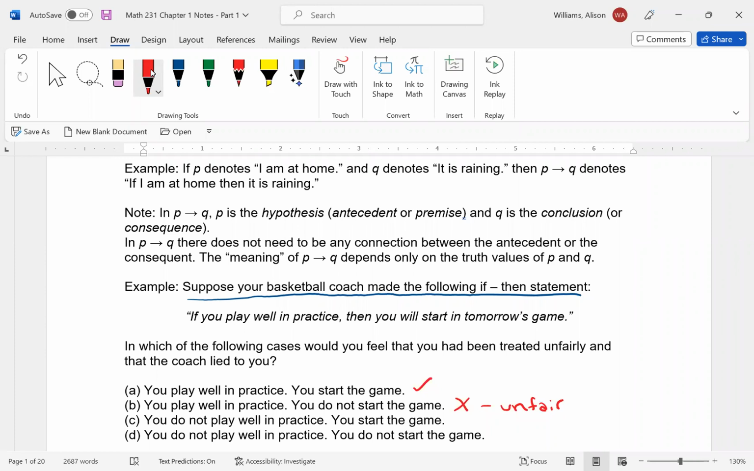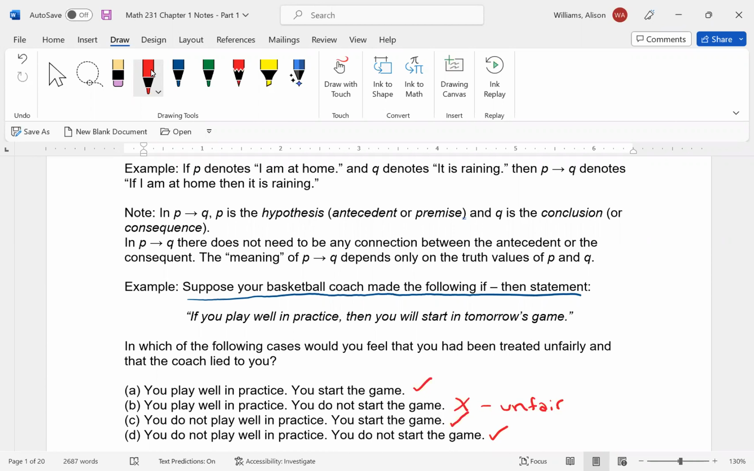Now the next one: you didn't play well in practice, but the coach went ahead and started you. Well, that's actually not a bad thing. The coach was merciful. They decided to let you start. So in this case, you don't feel like you were treated unfairly. You feel like you were given a break. You didn't do so hot in practice, but the coach decided that was okay. Let's say you didn't play well in practice, and you didn't start the game. That's fine because the coach didn't lie in that case either. That's exactly what the coach said would happen. You don't play well, you don't get to start.